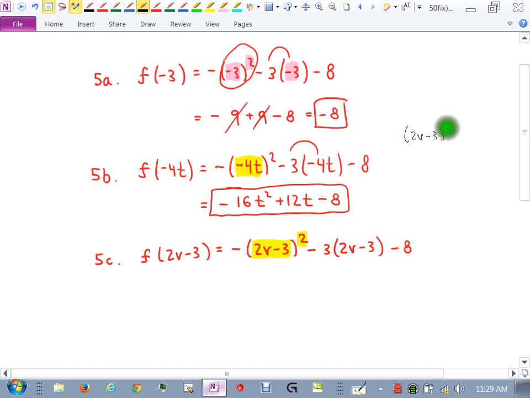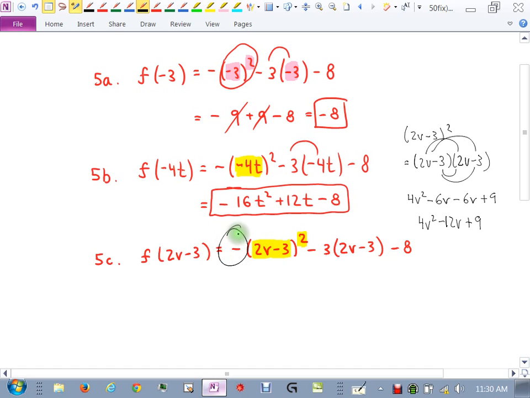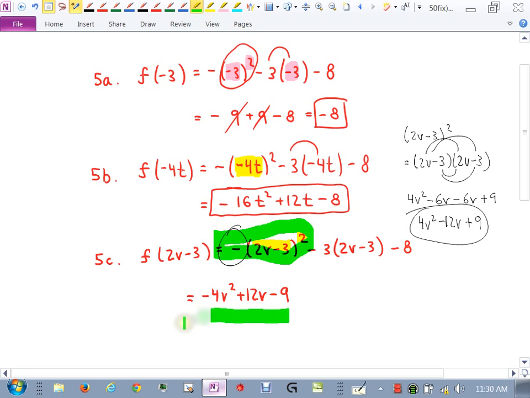2v minus 3 squared is the same as 2v minus 3 times 2v minus 3. And I will FOIL this like this. So I get 4v squared minus 6v minus 6v plus 9, which gives me 4v squared minus 12v plus 9. That's going to be sitting in front of this minus sign. So the minus sign is then going to go through this and change all the signs. So I'm going to do that all in one step. Distribute the negative. I get negative 4v squared plus 12v minus 9. So all of that, okay, is this part right here.